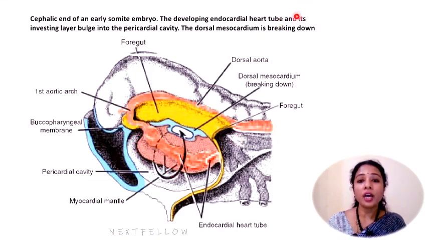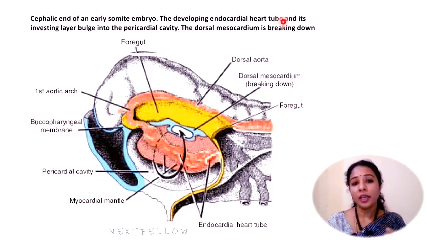Therefore the heart consists of three layers: endocardium, which is derived from the endothelial lining of the heart tube, then myocardium, which is derived from the cardiac jelly, that is the myocardial mantle of cardiac muscles from the splanchnic mesoderm, and epicardium from the visceral pericardium, which is derived from the mesothelial cells of the splanchnic mesoderm, and also is involved in the development of coronary arteries.